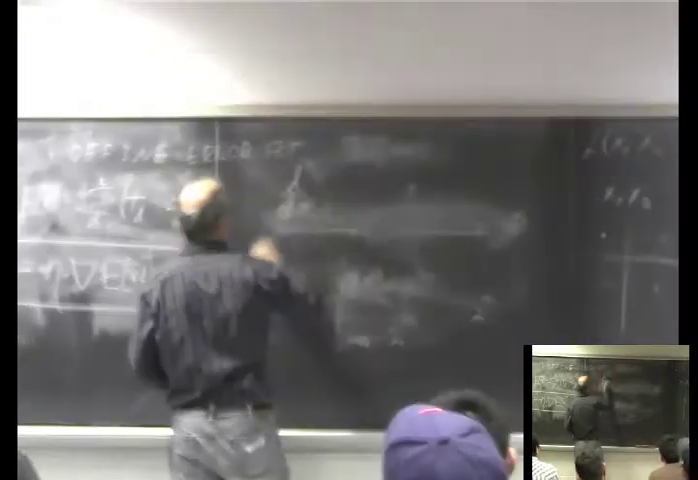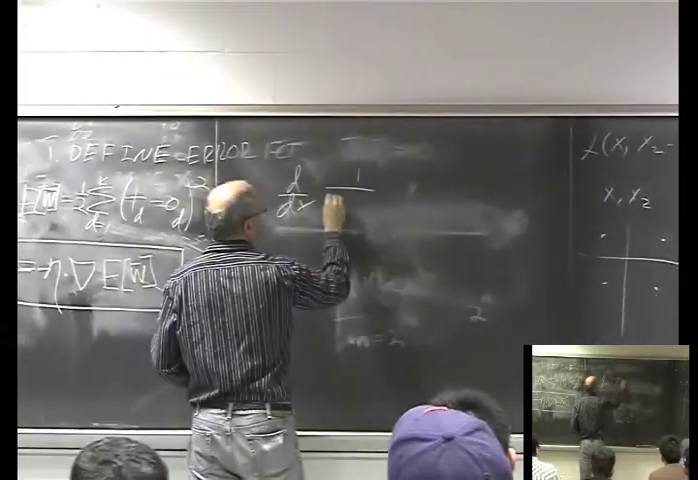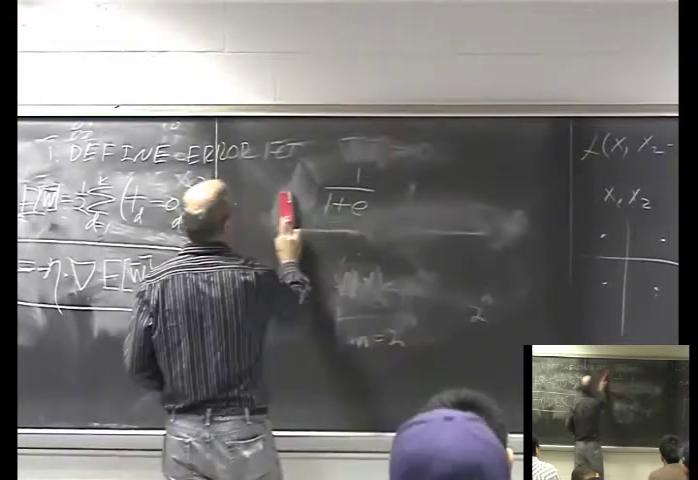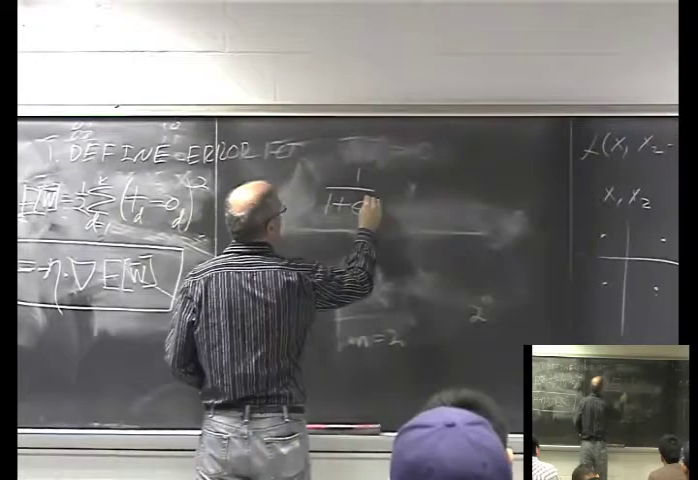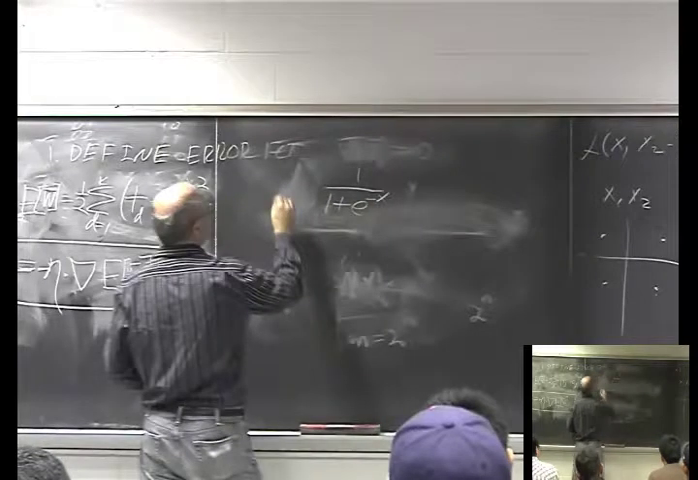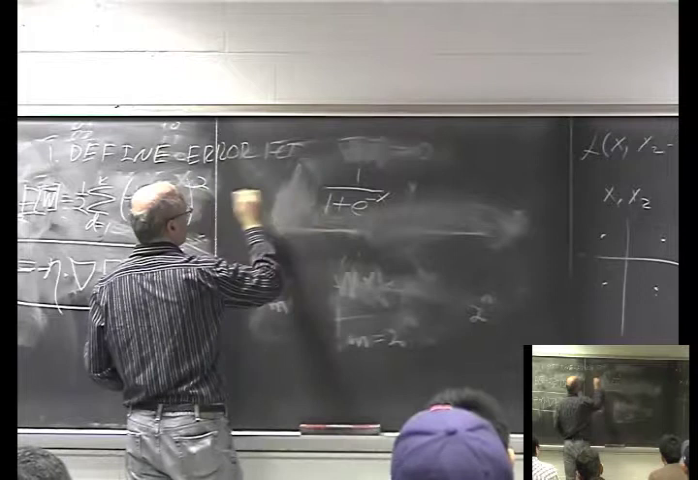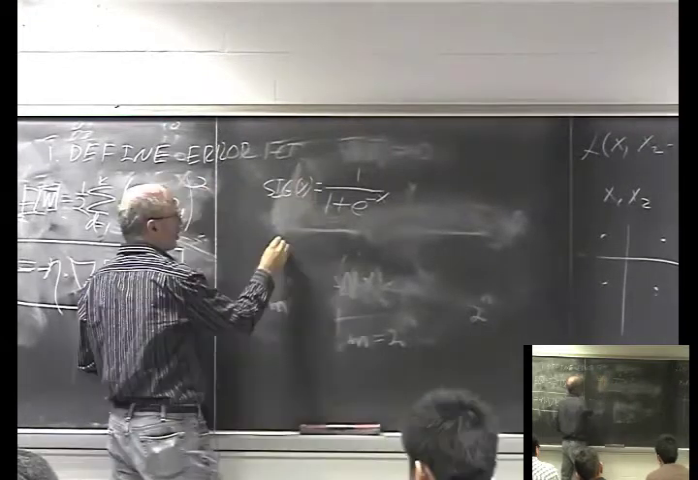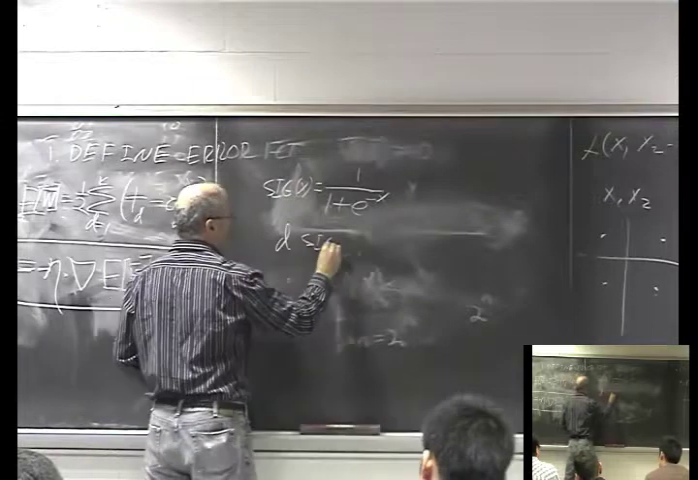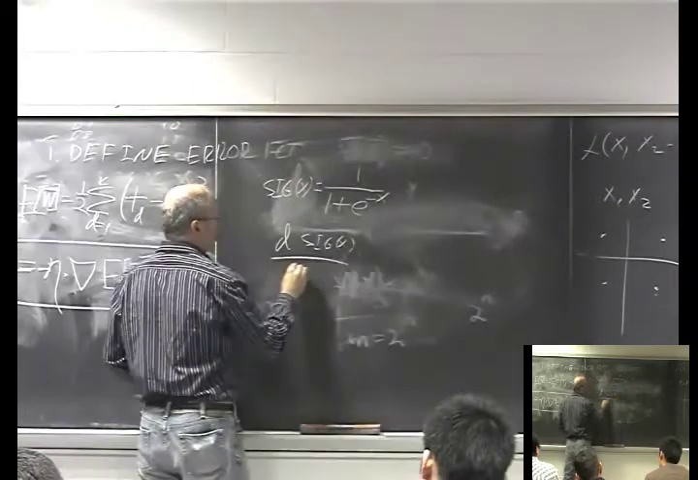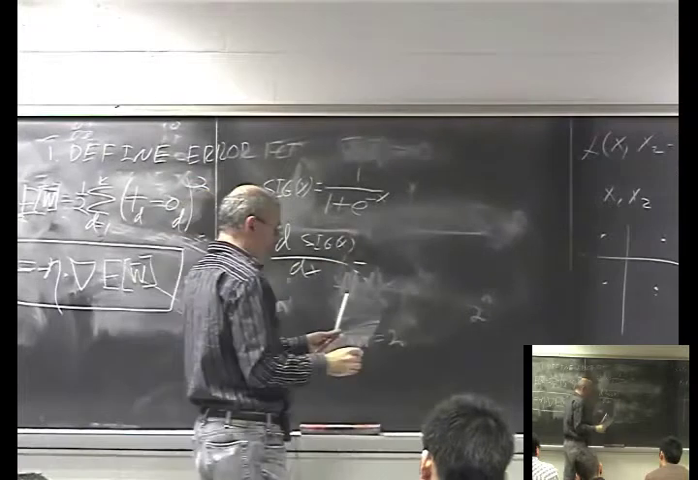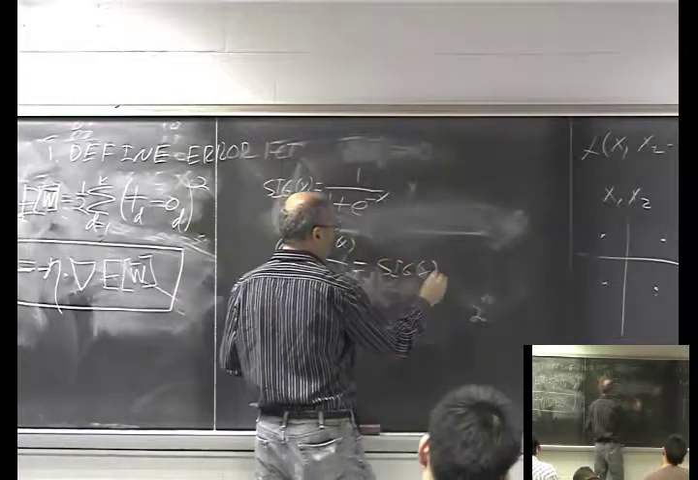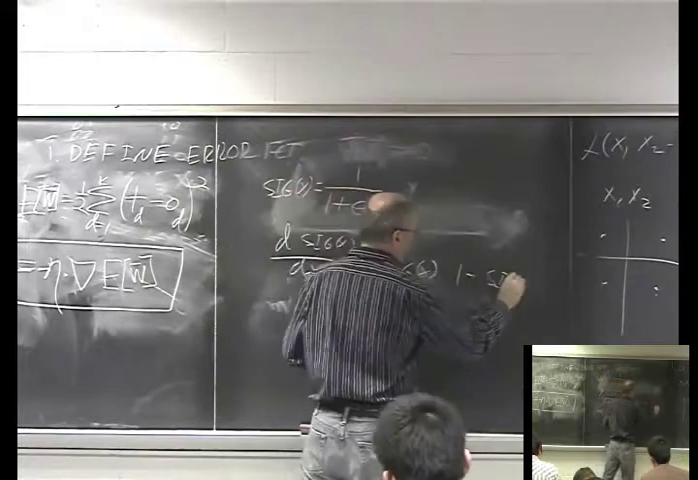Right, d to the x of 1 over 1 plus... I'm going to write it like this. This is a sigmoid function, so I'll write it as sig of x. The derivative of sig of x with respect to x happens to be sig of x times 1 minus sig of x.